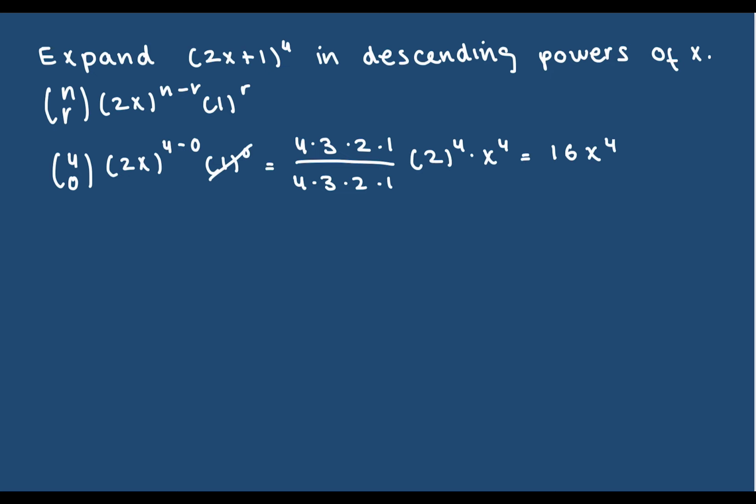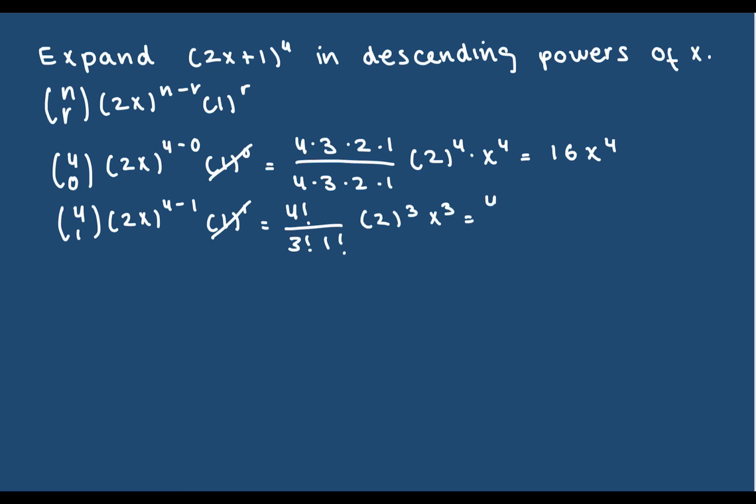Then we find the next term, which is 4 on 1: (2x)^(4-1) times 1. In this case, it'll be 4 factorial over 3 factorial times 1 factorial. 1 factorial is obviously just 1. Then 2^3 times x^3. So 4 factorial is 4 times 3 times 2 times 1, and 3 factorial is 3 times 2 times 1.